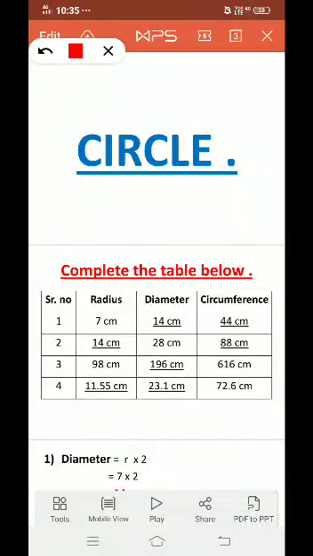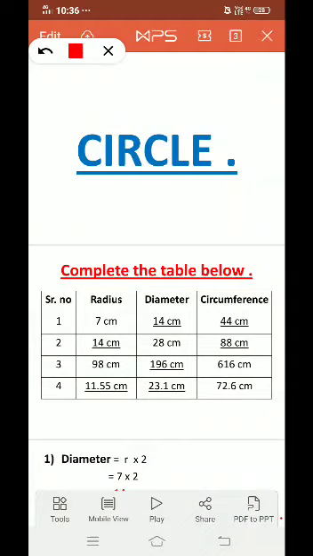Okay, students, today I brought you one new topic regarding circle. In this topic, I will explain how, if the radius is given to you, to find out the diameter, and from the diameter how to find out the circumference. If they give you the circumference, how to find the radius and diameter. I will explain these types of sums in this video.